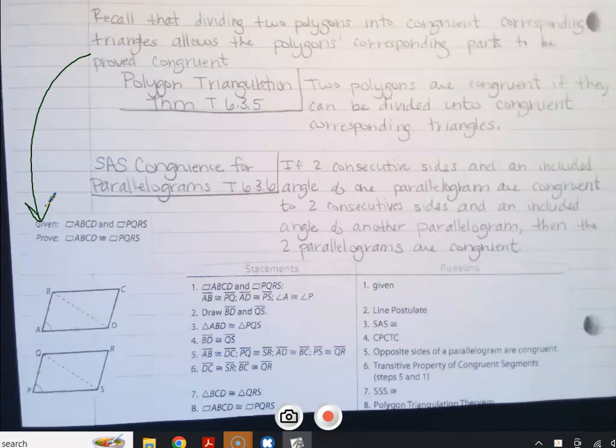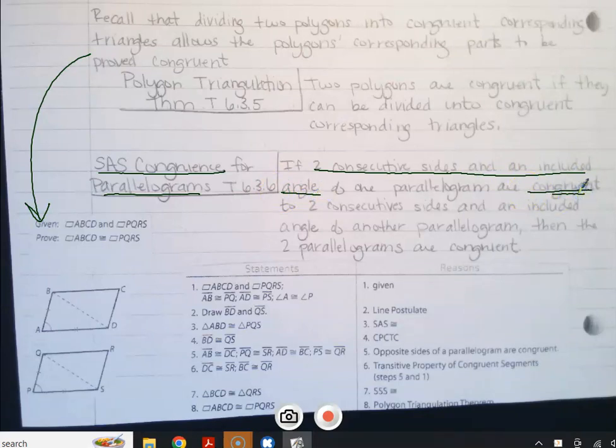So there is the polygon triangulation theorem. Two polygons are congruent if they can be divided into congruent corresponding triangles. This is what we just did as well with the proof from theorem 29 from your homework. We proved the triangles are congruent to turn around and prove them parallelograms. But this is saying two polygons. Then the side angle side congruence for parallelograms. So if two consecutive sides and an included angle of one parallelogram are congruent to two consecutive sides and an included angle of another parallelogram, then the two parallelograms are congruent.